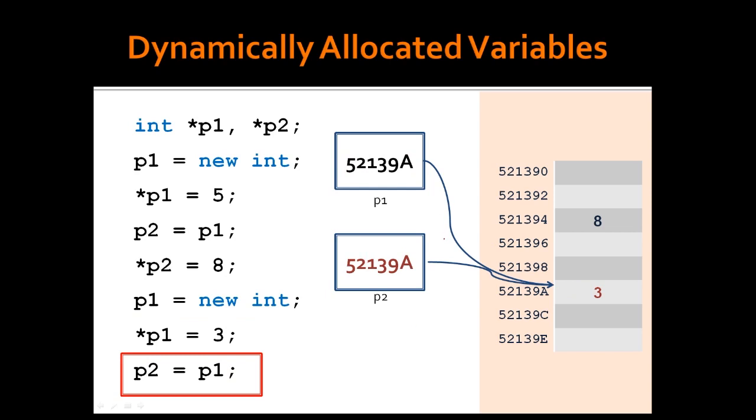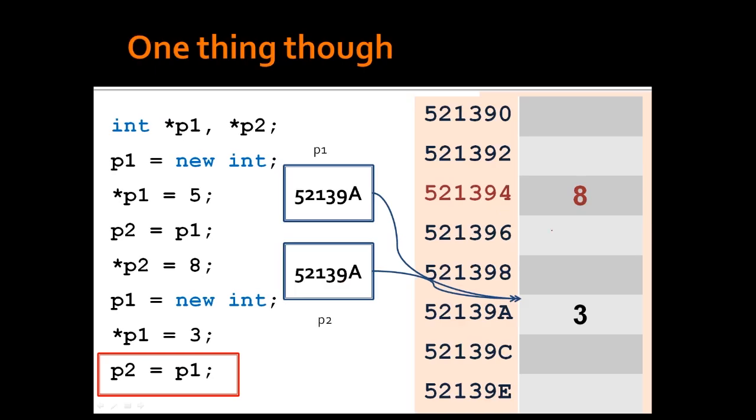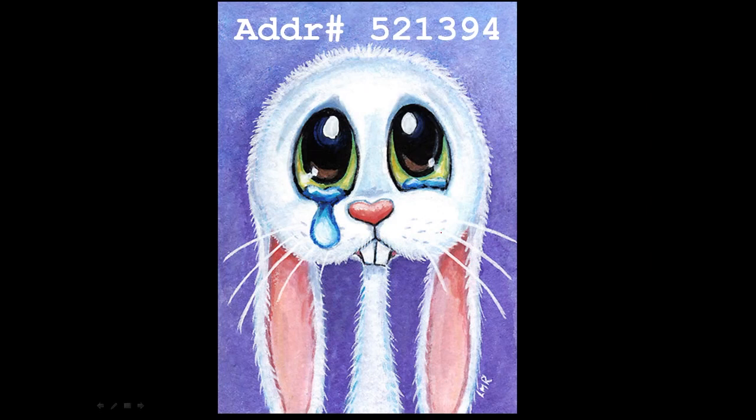At this point, there is a little bit of a problem. The final value was 3, but there is a problem with this 8 over here. What happens there? We don't have anything that points to it anymore. In a way, don't you feel bad about address 521394, because no one points to it anymore?